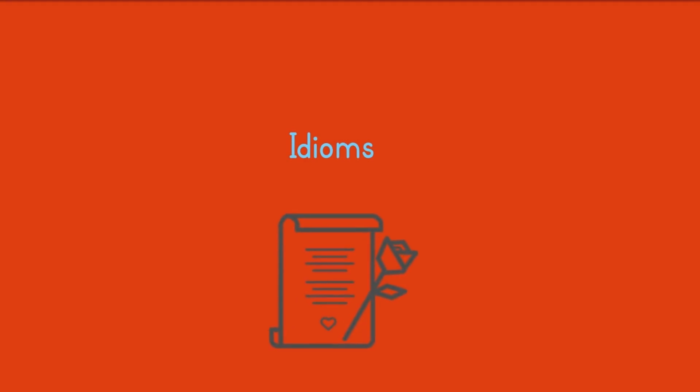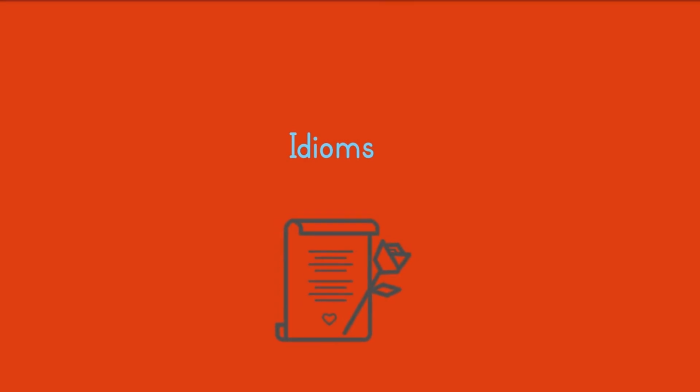Idioms are phrases that are used figuratively in languages that are generally untranslatable. The meaning of an idiom is derived from the groups of words used together and not from the individual words used in them. These phrases are normal to native speakers of a language, but they are strange to people who are less familiar with a language.